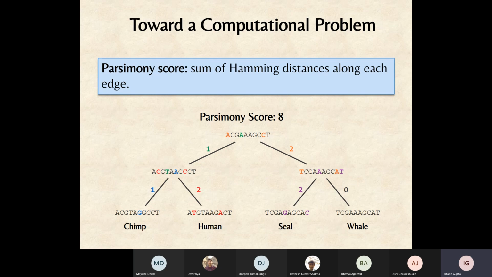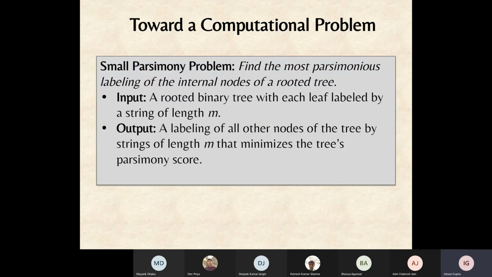In this case, the parsimony score for this kind of tree is given as the sum of Hamming distances along all the edges. So when you say you want a good tree computationally, you can summarize it as the small parsimony problem. In this problem, the idea is to find the most parsimonious labeling of internal nodes of a rooted tree.